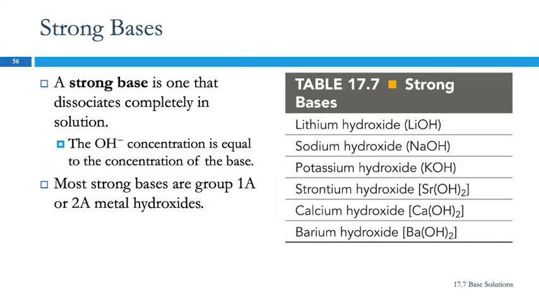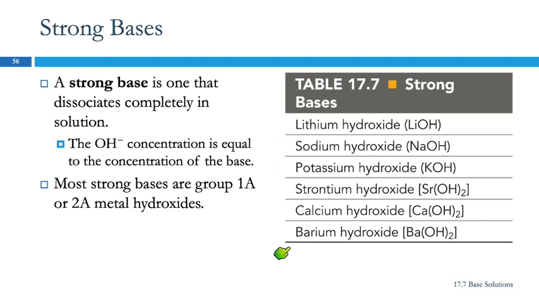We talked about acid solutions, so now we'll talk about base solutions. A strong base is one that dissociates completely in solution. This definition is very similar to the definition of a strong acid. Strong here means they're strong electrolytes, they ionize or dissociate completely. So for a strong base, the hydroxide ion concentration will be equal to the concentration of the base.